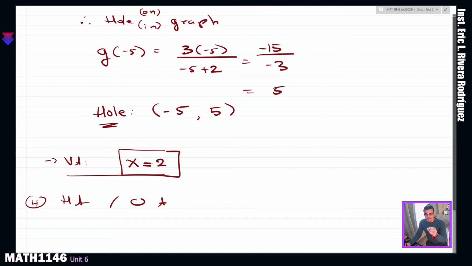And when we use x equal to 2, it means a vertical asymptote, a vertical line at x equal 2 that prevents the graph to pass through there. Does that answer your question?